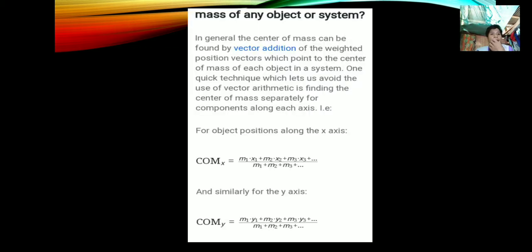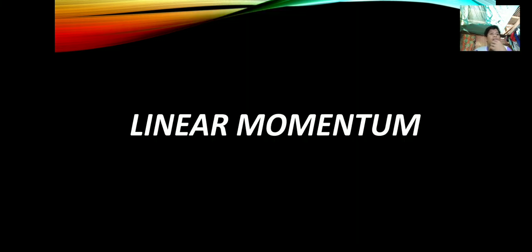Okay. Mass of an object or a system. In general, the center of mass can be found by vector addition, just like we have discussed a few minutes ago. So let's move on to linear momentum.